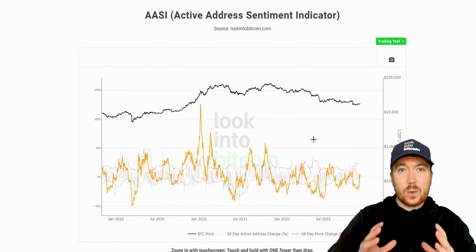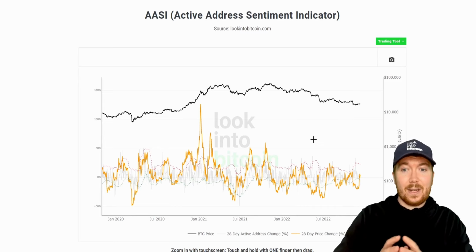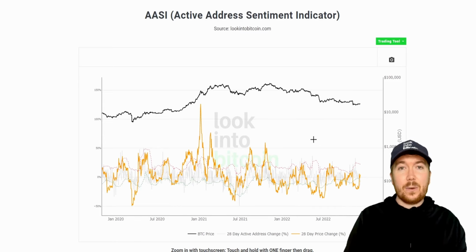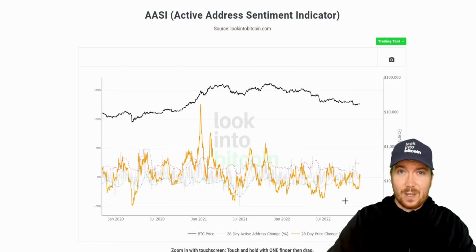As this is looking at a 28-day percentage based period, this signals fairly frequently based on very quick changes in Bitcoin's price and network addresses. Whereas many other on-chain data tools and metrics usually only give signals every few months, maybe even every couple of years, this is giving signals every few weeks, if not multiple times a month. So this is a very interesting tool to use.